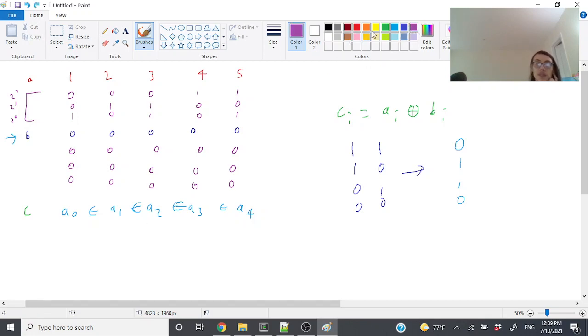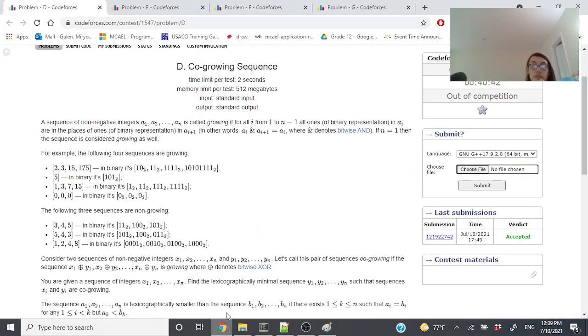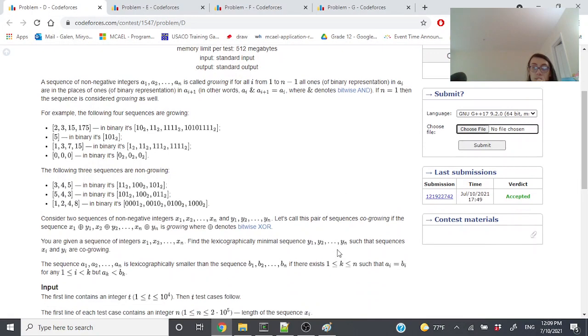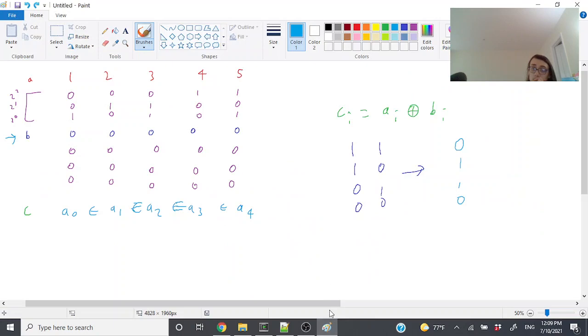You can also prove that it's transitive. If A0 is a submask of A1 and A1 is a submask of A2, then A0 is also a submask of A2 by default. But that doesn't really matter. We just have to have this relationship. So we need to construct B so that this is true.